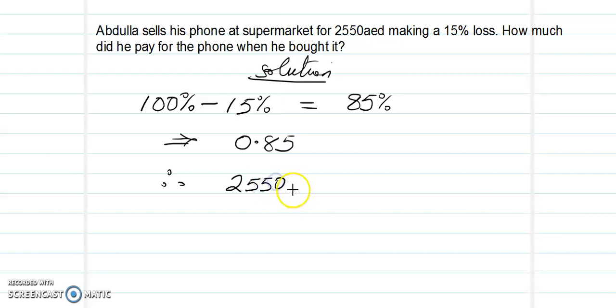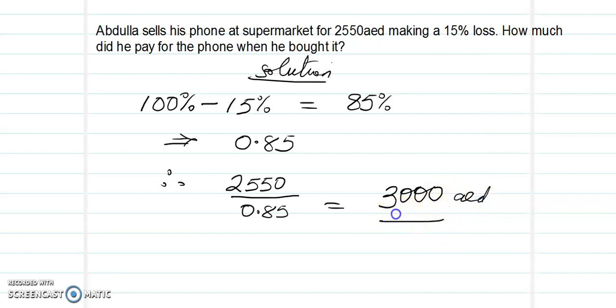Therefore, I will now divide this by 0.85: 2,550 dirham divided by 0.85. So work this out. What do you have? Check what you have. Give me the answer. That's fine. That gives us 3,000 dirham. You see that?